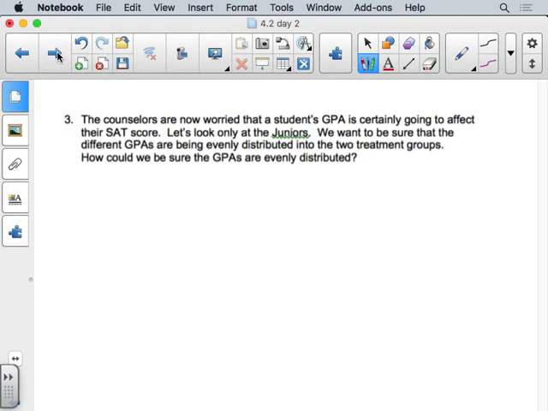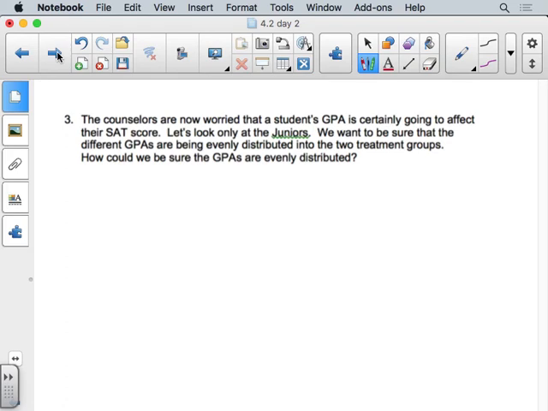Let's look at only juniors, and we want to be sure that the different GPAs are being evenly distributed between the two groups. So I want to make sure I have the top 2 highest GPAs split into the 2 groups. The 3rd and 4th highest GPAs split into the 2 groups. Like they're not all grouped together. How could we ensure the GPAs are evenly distributed?